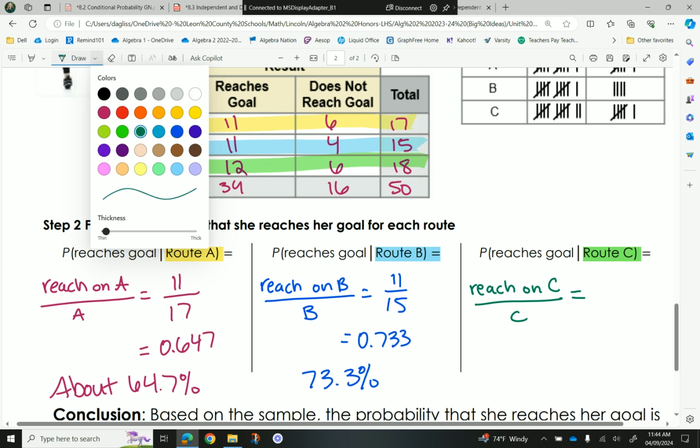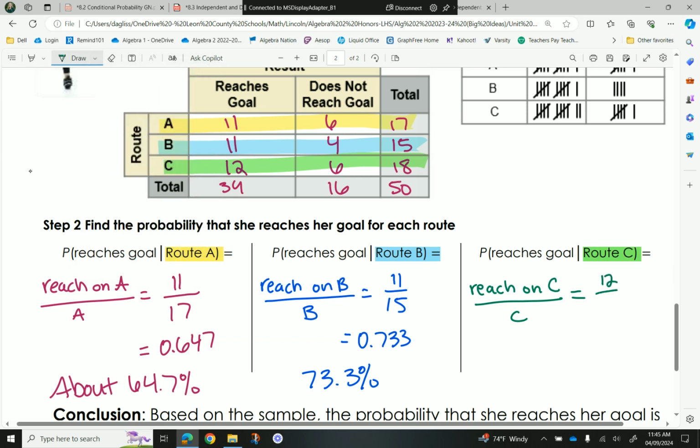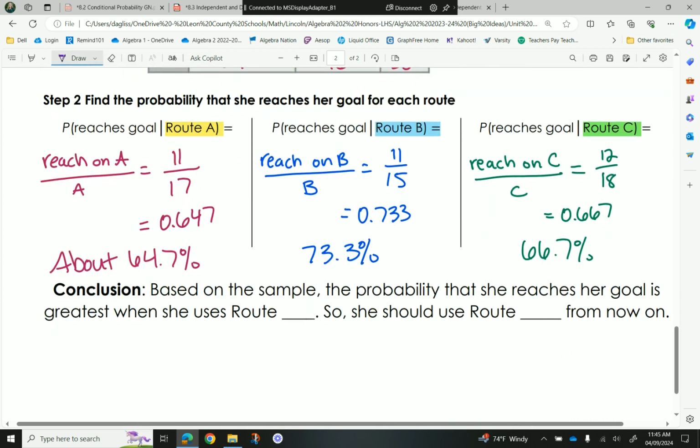How about on route C? Okay, set up as 12 over 18, which simplifies to 0.667. So 66.7% of the time she went on route C, she met her goal. So, time to fill in the blank. Based on the sample, the probability that she reaches her goal is greatest when she uses route B. So she should use route B from now on. Yay. This one wins. Good.